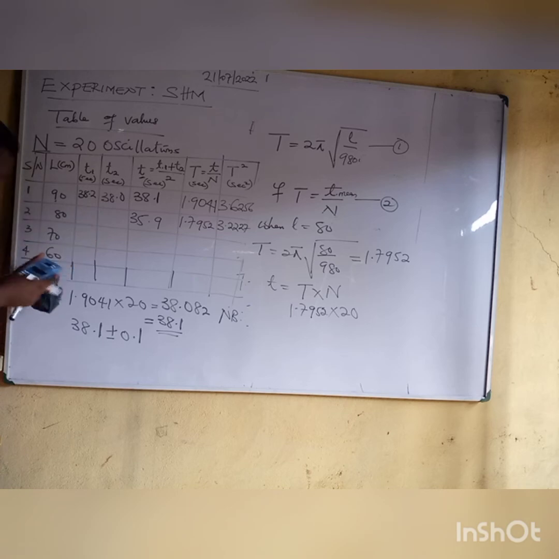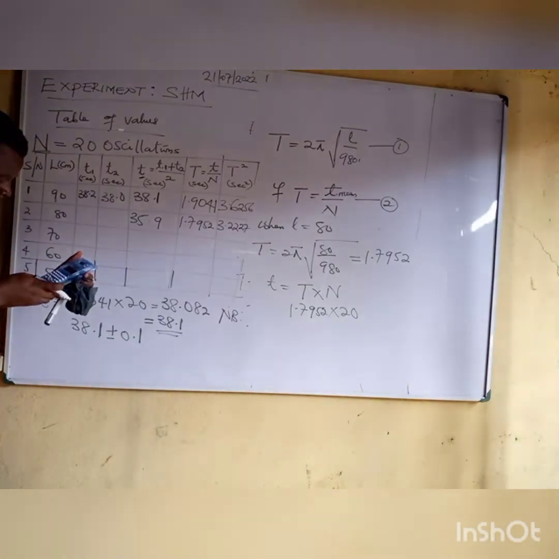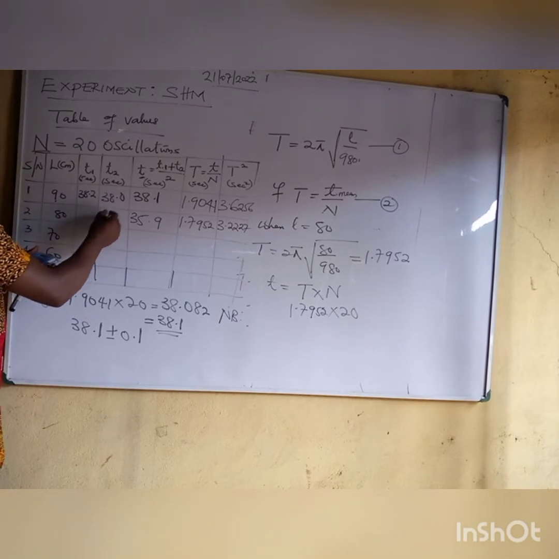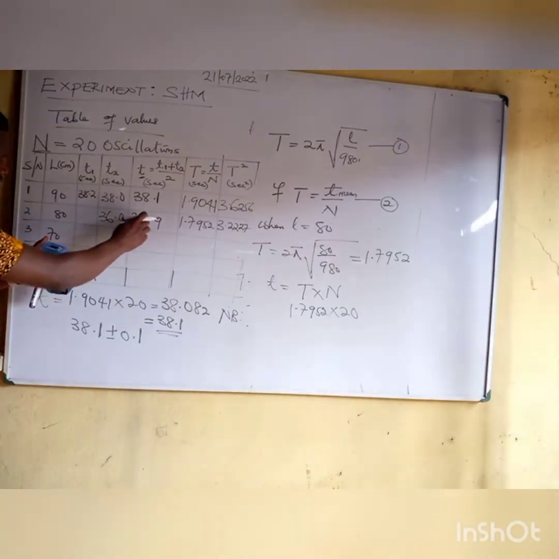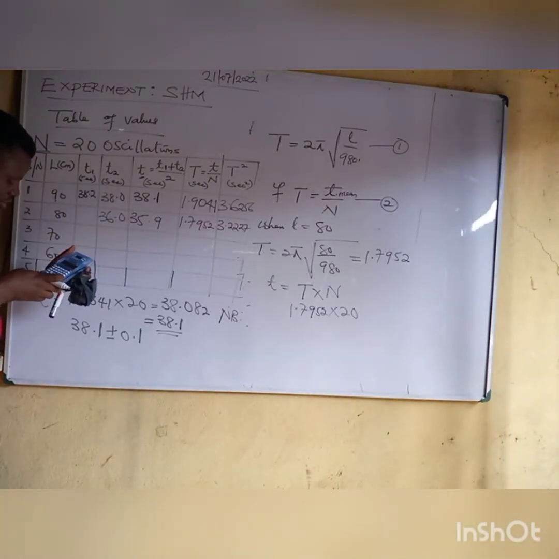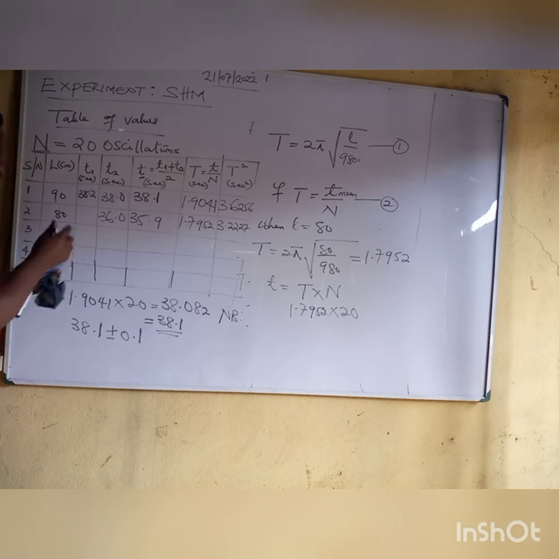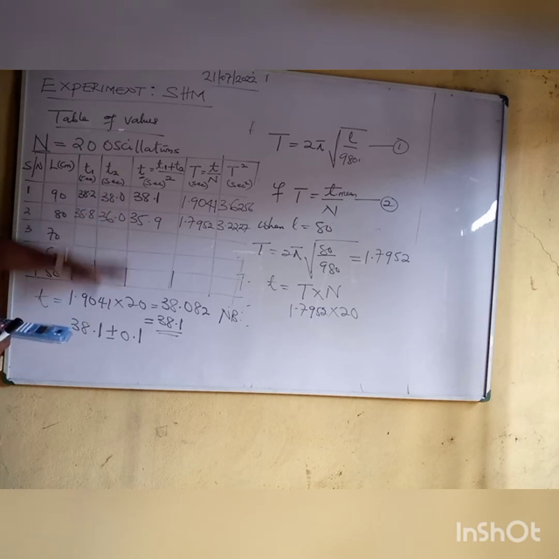So what do we do here? 35.9 plus 0.1 will give me 36.0. Then we have 35.9, the same value again, minus 0.1 will give us 35.8. Now this is how we are going to fill up the table of values. You can complete the other ones.